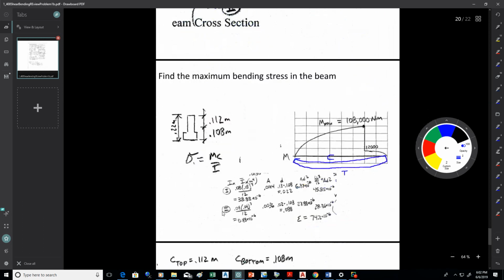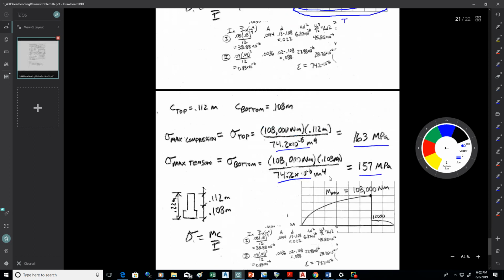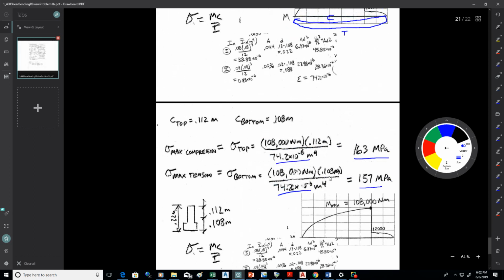Then you just plug everything in. The formula is MC over I. You take M max, multiply by your appropriate C, C top for compression, C bottom for tension, divide by I for the beam, and you'll get the stresses at the top and bottom of the beam. So there's a run through shear and bending stresses for a beam.